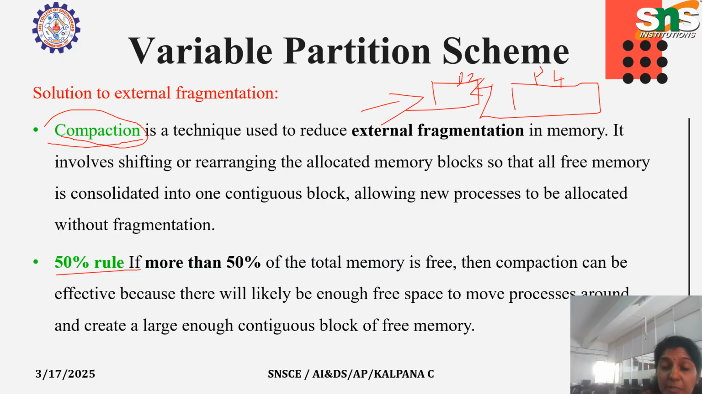And next is the 50% rule. This 50% rule says that compaction will be an effective technique when 50% of your main memory is free. If your main memory is 50% free, then only this compaction will work effectively. So that is your 50% rule.